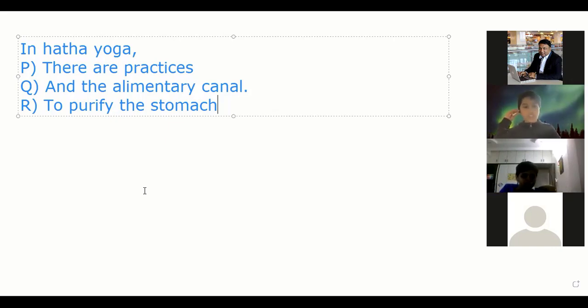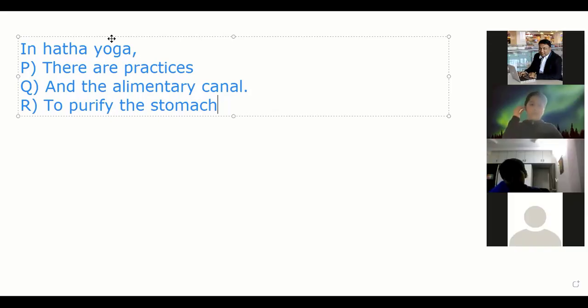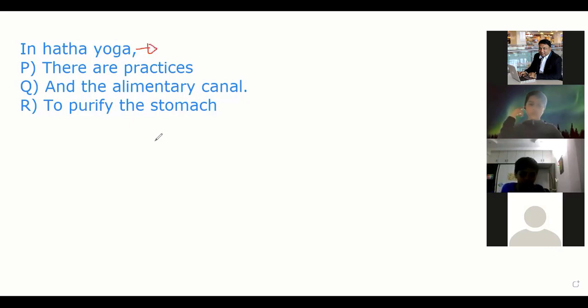Explain to me, Abhinav, why it is PRQ. You will explain the reason. Sir, because in Hatha Yoga, there are practices is the first one. So first of all, you have to find out the starting sentence, right? Yes, sir. Which can be starting? P. Why is P the first? Explain to everybody. Sir, because there are practices, it should be first. Because you cannot say in Hatha Yoga, comma, then and, right? You cannot say in Hatha Yoga, comma, to purify.